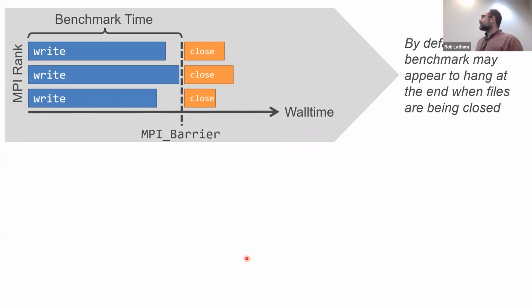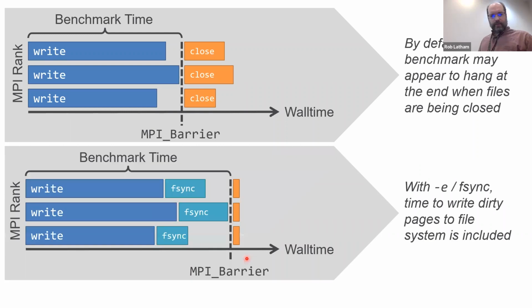So here's that discussion pictured graphically. If we time the end of a write, are we timing everything? In the top picture, we write the data in parallel, and we have an MPI barrier, and we say, okay, that took this long. But then all of a sudden, this close happens at the end. Maybe a more accurate way would be to throw some fsyncs in there, and then you're measuring both the time to write and the time to push out the data. Now, this all depends on what you're trying to do as an application.